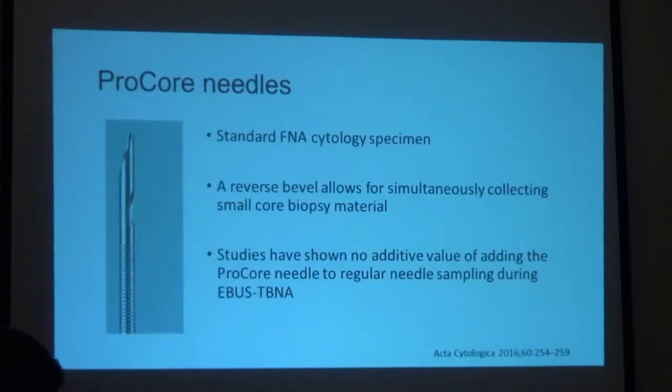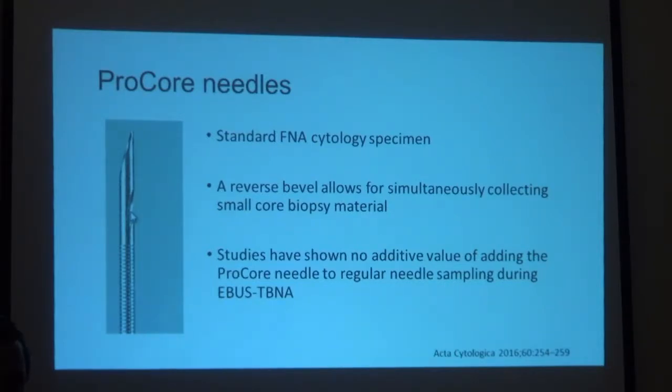The ProCore needle is another needle by Cook, and the difference with it is the bevel. So it's a 22 gauge, but they have a beveled side here. It functions like a regular cytology needle, but on the way out, you can angle it, and there's a specific technique to use. When you puncture at a specific angle, you relax your scope so that the needle changes the angle, and then you pull it so that you get some tissue out on your way. So sometimes you can get a very small core. The pathologists sometimes like it, sometimes don't. That's my personal experience, and the published data doesn't show an advantage.